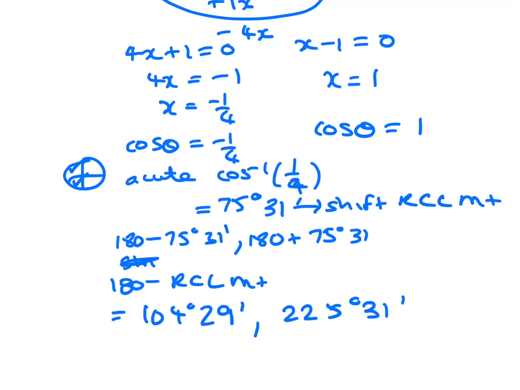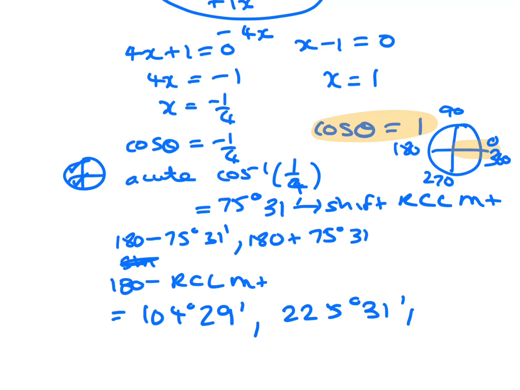Now just this other one over here, when cos is equal to 1, that's actually a boundary angle. So cos would be equal to 1 right there. And because we're going from 0 to 90 to 180 to 270 to 360, that will end up being 0 and 360 as the solution for theta.